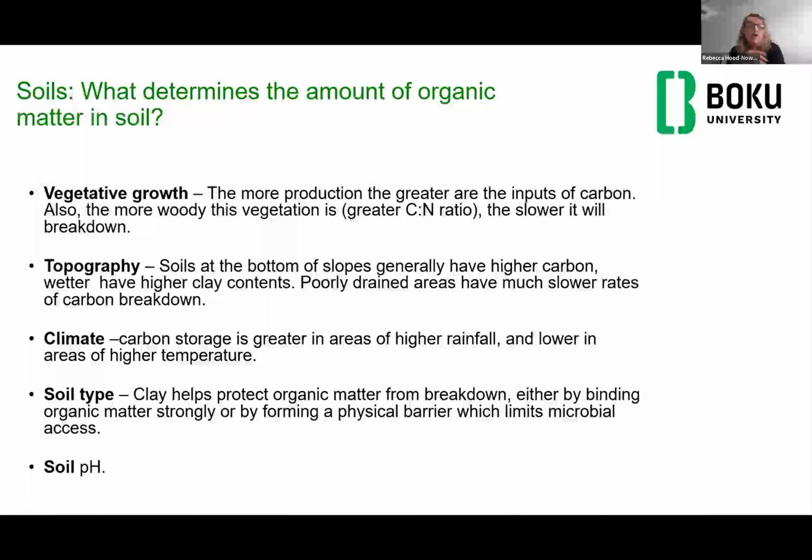Well, the vegetative growth, obviously: the more vegetative growth you have, the greater the inputs of carbon. Also, the carbon to nitrogen (C to N) ratio will have a big influence. Usually, though, we take most of the above ground biomass away in agriculture, and so really it's usually only the root fractions. And we'll talk a bit about this at the end.